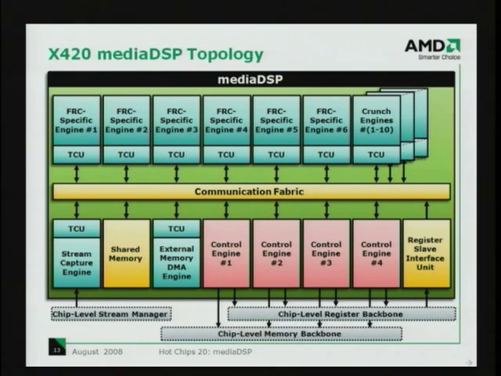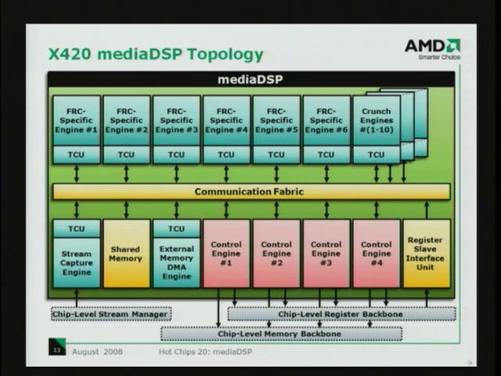Along the top, you see we developed six application-specific engines that each perform a subtask in the frame rate conversion algorithm. And then we have 10 instances of this DSP crunch engine. It's a 128-bit data path DSP engine that I'm going to talk about in a little more detail in a couple slides. And then we have four control engines in this system.